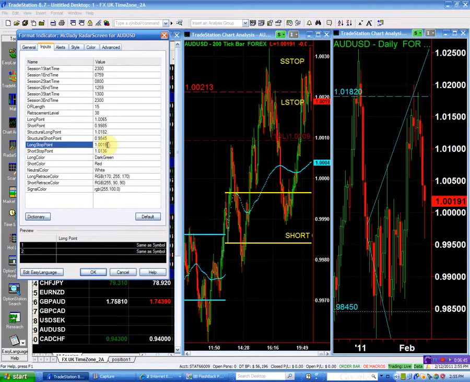Now this is going to become the structural long. The structure short is still the same because we are inside the range, and if I go short, my stop is 19, and if I go long, I'm going to use both of them with the same stop.